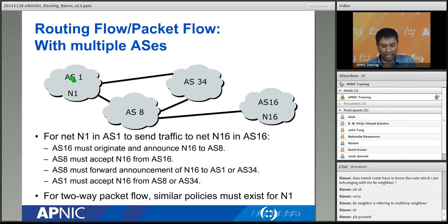right? So when that N16 advertisement goes this way and this way, then both paths will be built. That is the precondition. When the advertisement goes via this way, then traffic can come via this way. So this is how the AS path is normally built in BGP. Make sense?